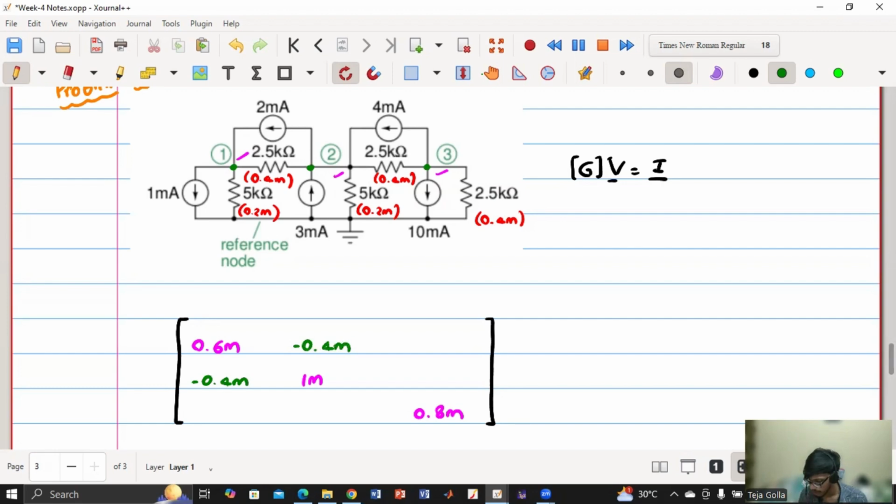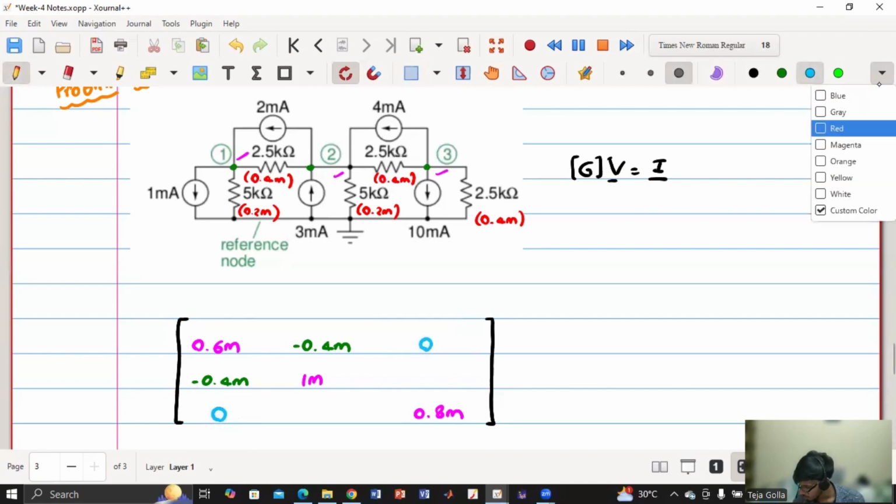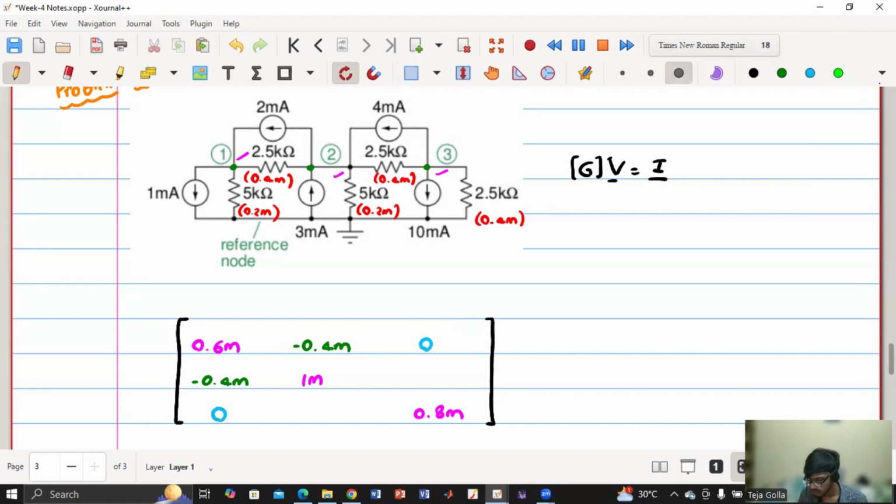Now what is A13? What is the resistance between node 1 and node 3? Resistance is infinite, conductance is 0. Maybe we'll use the same color so that people will easily understand that they're matching. So now what is A23? Conductance between node 2 and node 3. Minus 0.4 milli.